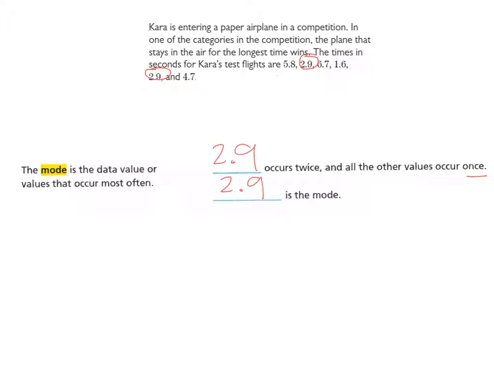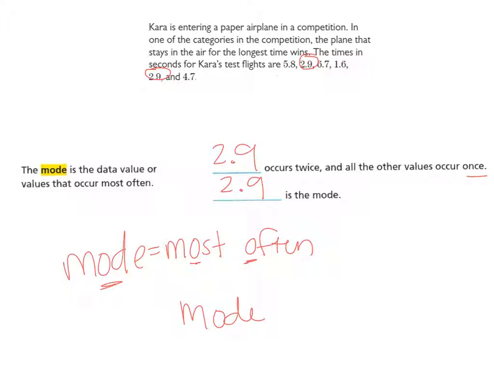So you're really just looking for which one comes the most often. I like to think mode has this O in it, and it's the same as most often. Okay? Which one occurs the most often? So our mode in this situation is 2.9 seconds.